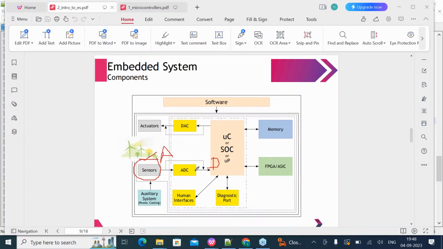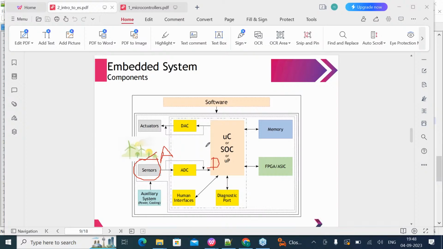Understood? And then, based on whatever input is given by the sensor, if you want to take action, here comes the need of the actuator. Again, the actuator works on the analog signal. So in between the microcontroller and actuator, you need a DAC, digital to analog converter.